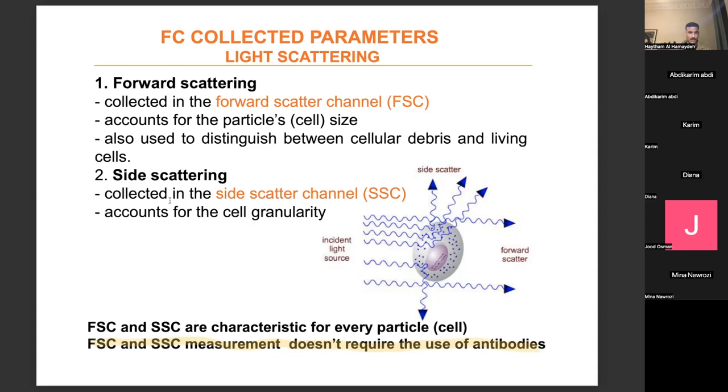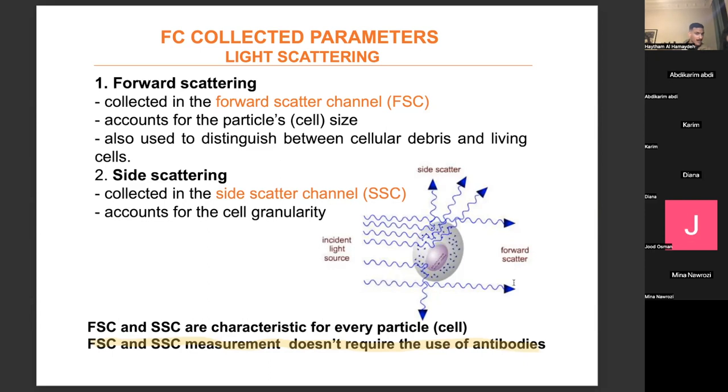Does that make sense? Yes, I understand. For example, you see this cell. It does both forward scattering and side scattering because it has some stuff inside it. The forward scattering measures its size from here to here. The side scattering measures how many granules are inside and reflect the light. Side scattering has detectors all around; forward scattering only behind.